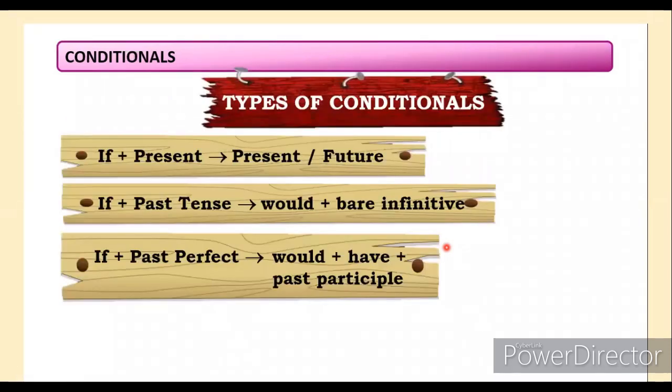which includes these three types of conditions. That is, if plus present gives you present or future; if plus past tense gives you would plus the bare infinitive; or if plus past perfect gives you would plus have plus past participle. So these are the three conditions with which you can practice the conditional clauses. This is something extra that you have to do. This is not included in your portion, but this is only to enhance and gain excellence in your education.